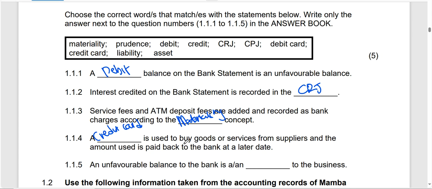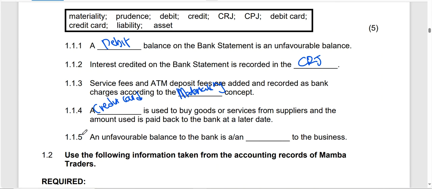This is the concept that relates to it. Remember, sometimes you can be asked to differentiate between a debit card and a credit card. With a debit card, you are paying using your own funds that are in your bank account. But with a credit card, you are paying using the funds of the bank, and then you pay the bank at a later stage.